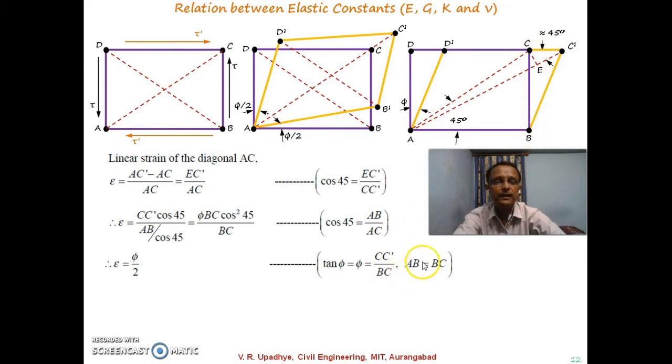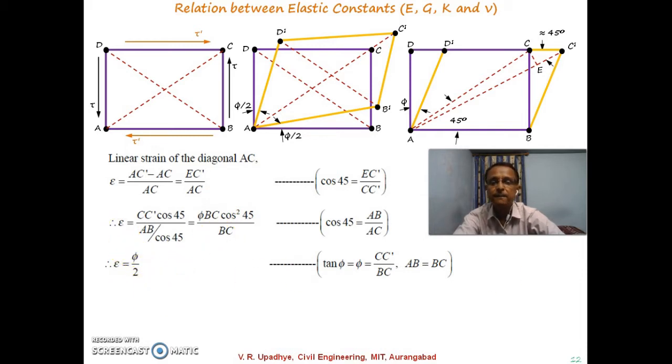Okay, and AB is equal to BC. So over here, this CC dash becomes BC into phi. And this cos 45, if we take it on this side, this will give us cos square 45. And if instead of AB we write BC, this BC gets cancelled, and cos square 45 is half. So what remains is epsilon is equal to phi by 2.